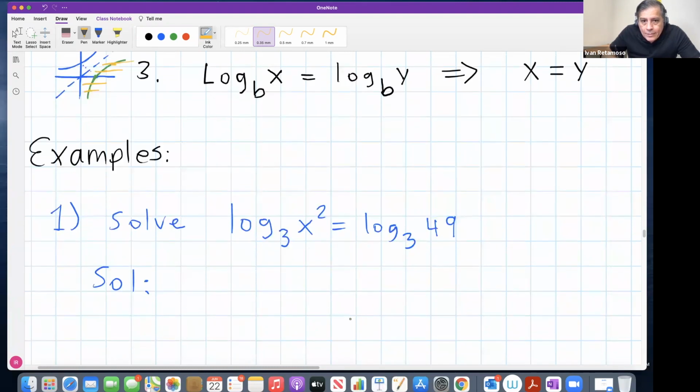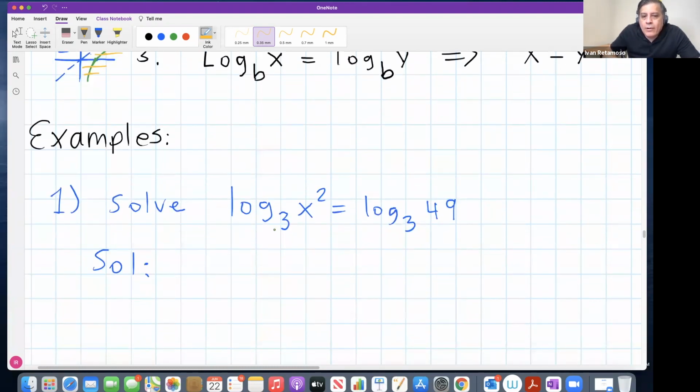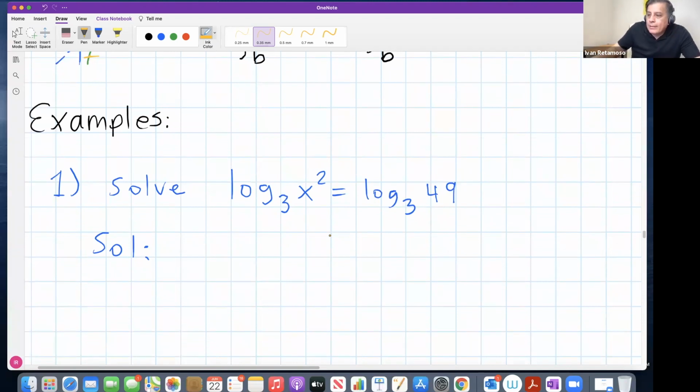So, for example, here I have log base 3 of x squared equal log base 3 of 49. Solve for x. So what do we do? Well, since logarithmic functions are one-to-one, if the bases are the same, the arguments must be the same, right? So here you have equal bases, 3, 3. So these two guys, the arguments, x squared and 49, must be the same, right? It's kind of, you drop the log part, and you just set these guys to be the same. So x squared must be equal to 49.